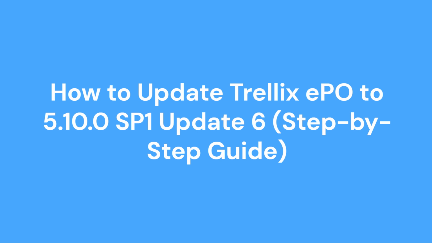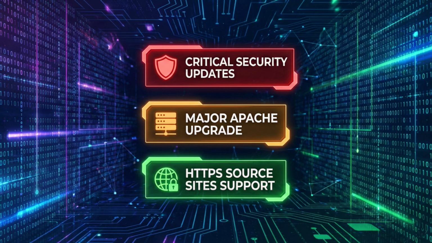Today we are walking through the complete upgrade process for Trellix ePolicy Orchestrator 5.10 Service Pack 1, specifically to Update 6. This isn't just a bug fix. Update 6 brings some critical security updates, including a major Apache upgrade and support for HTTPS source sites. So stick around and let's get your infra secured.